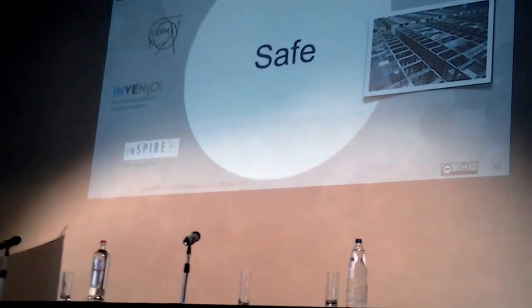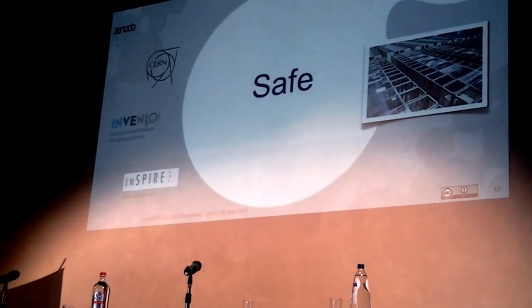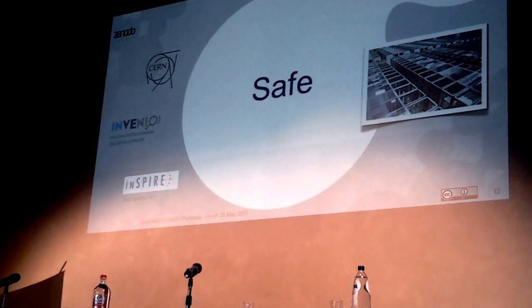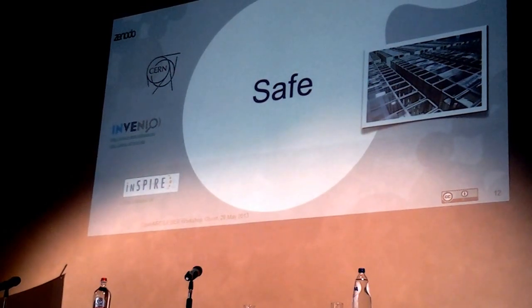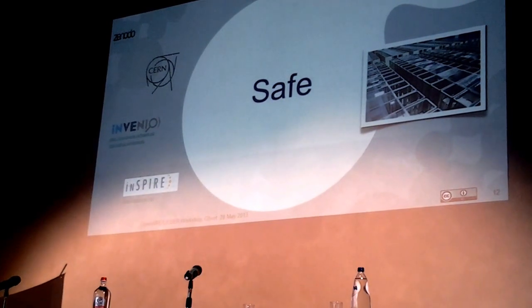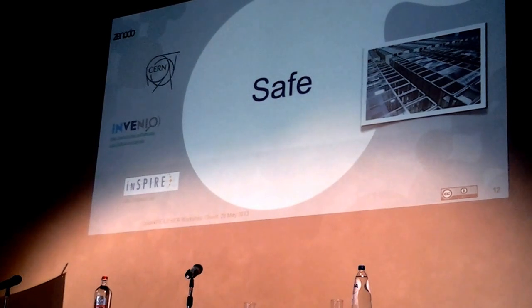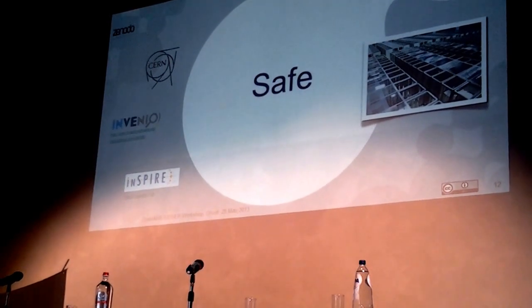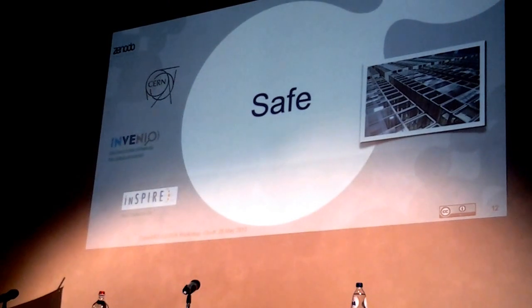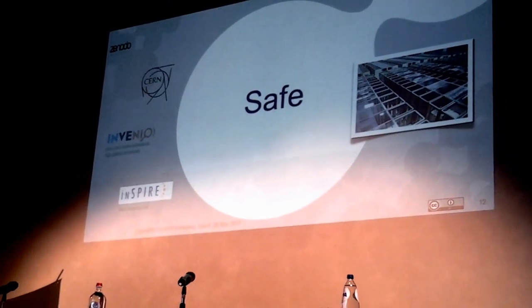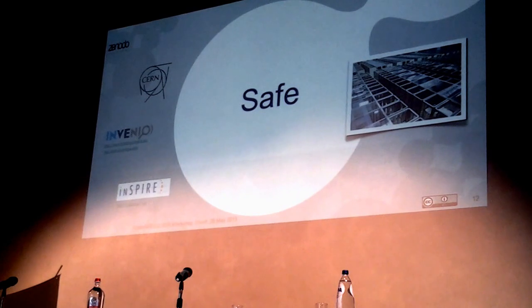So, under the hood of ZENODO is a piece of software called Invenio that we developed at CERN. It's running the CERN Document Server, the INSPIRE HEP repository, and NASA ADS, arXiv, and others are in the process of migrating to this repository. It's been battle tested in events like the Higgs boson and has very fine-grained access control.